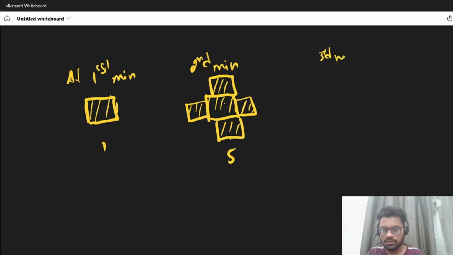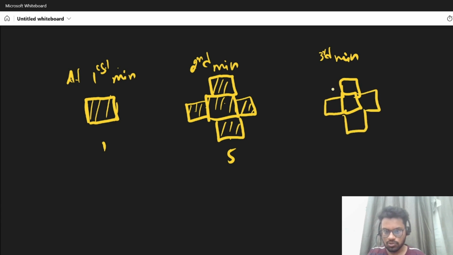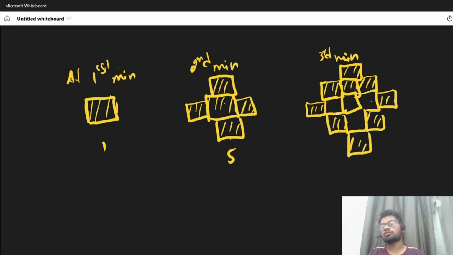In the third minute, we need to color the adjacent cells. For this particular cell, the adjacent cells are this, this, and this as well. For this cell, you can have this and this, and for this cell, this cell and this cell. And for this cell, it was this cell. So the total was 13.